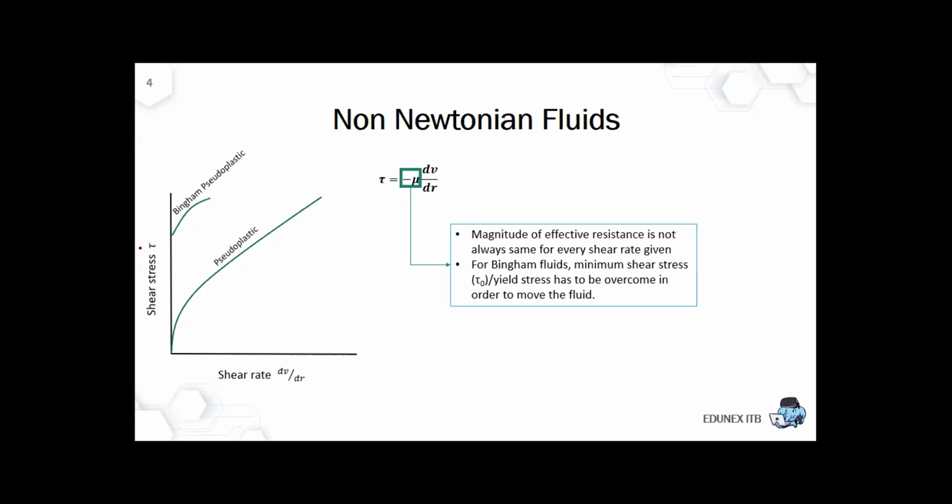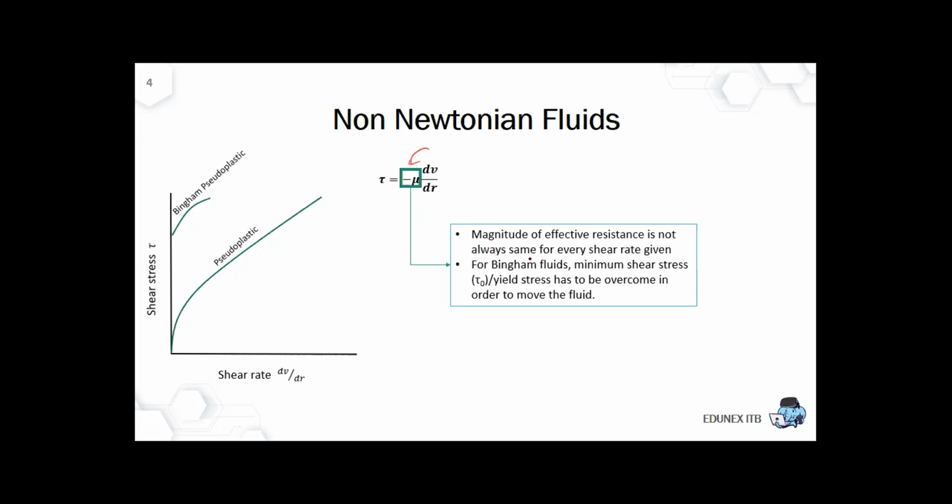It depicts the energy given to your fluid system. When you are giving energy to any non-Newtonian fluid and it is increasing, the increase of the shear rate is not constant anymore. That's the thing. This is quite tricky, but don't complicate things. Only this is problematic. So I give you this note: the magnitude of effective resistance is not always the same for every shear rate given.